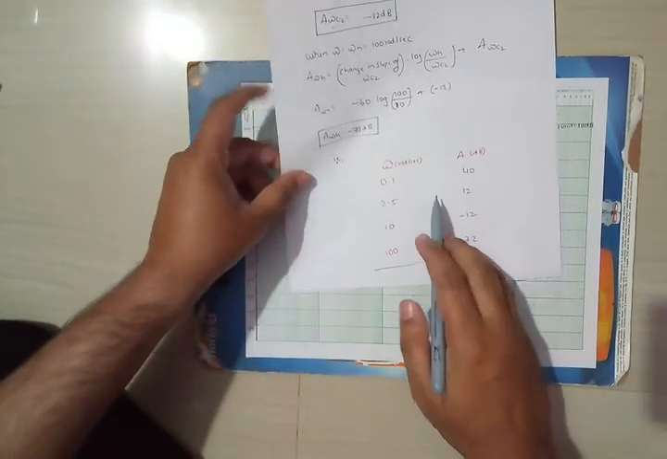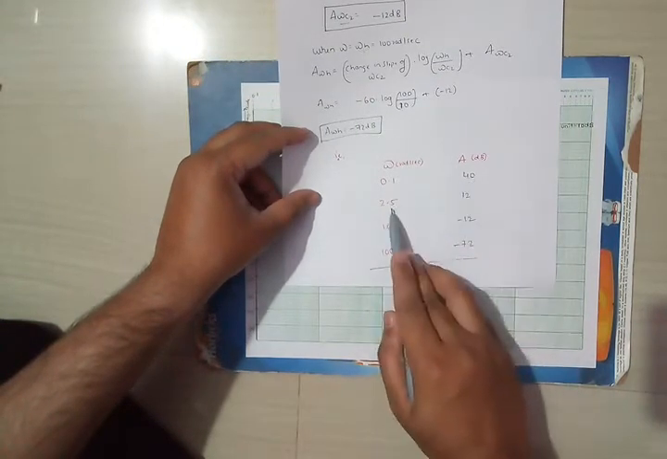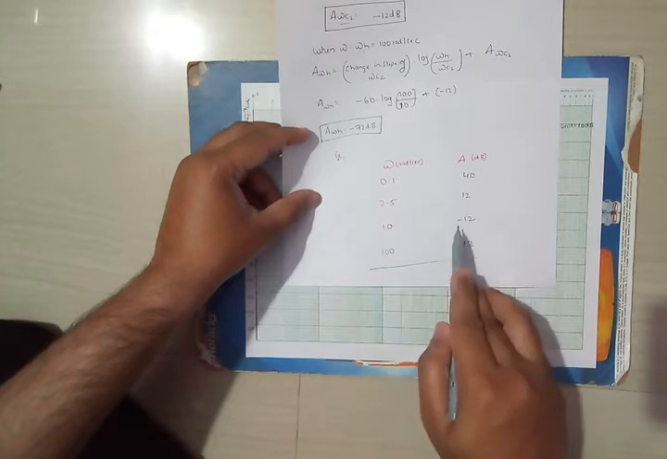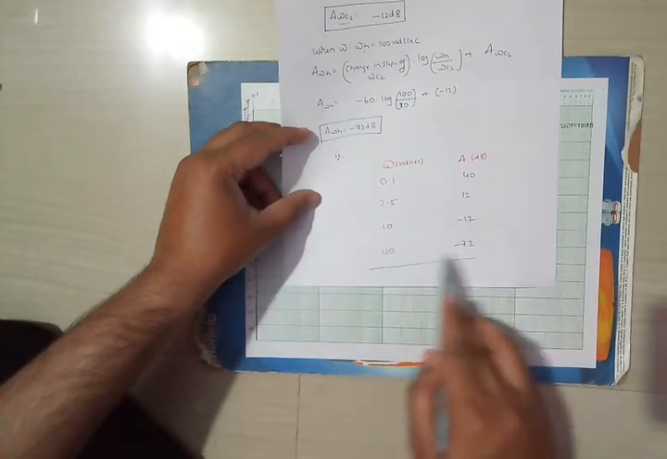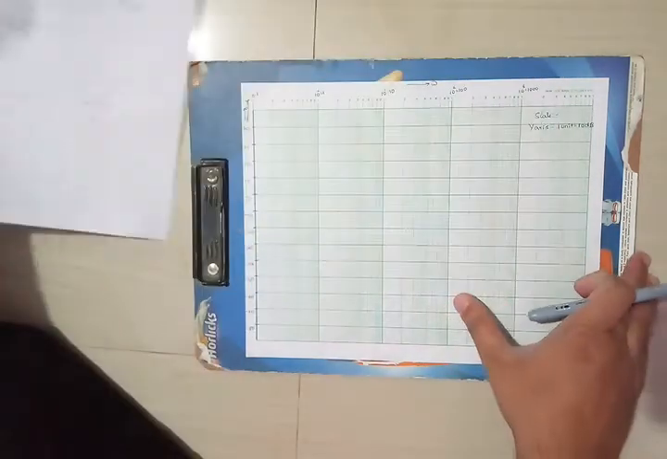So the values which we have got to plot the magnitude plot are: when omega is equal to 0.1, we have got 40 dB; at 2.5, 12 dB; at 10, minus 12 dB; and at 100 radians per second, we have got minus 72 dB. So these values will be plotted.